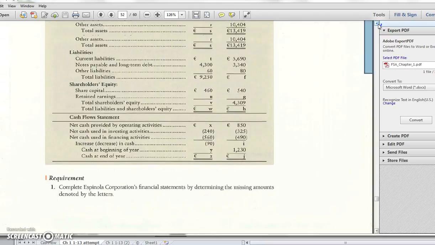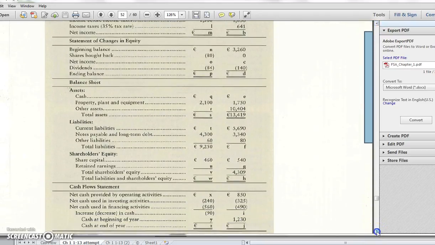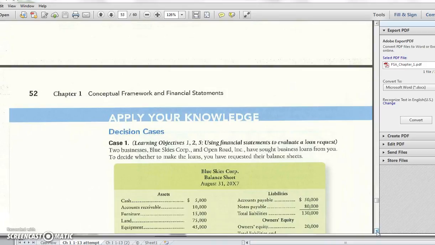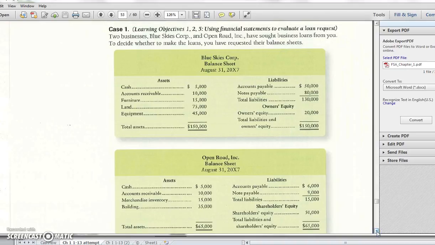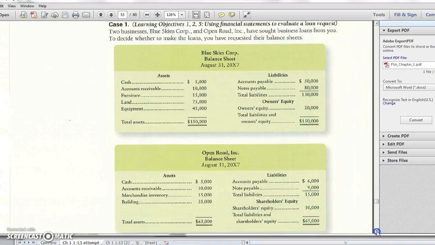This is something you folks can do on your own. And then we've got these two case studies, the decision cases, in which you're trying to decide, is this company worth investing in or not? So here in case one, you've got two companies. One's called Open Road, the other one's called Blue Skies. You only have the balance sheets to look at. So they've both come to you for loans, and you have to decide which one is preferable for you to invest in. So there's no real right answer. It depends on your goal. Come to class, and then we'll go over it.